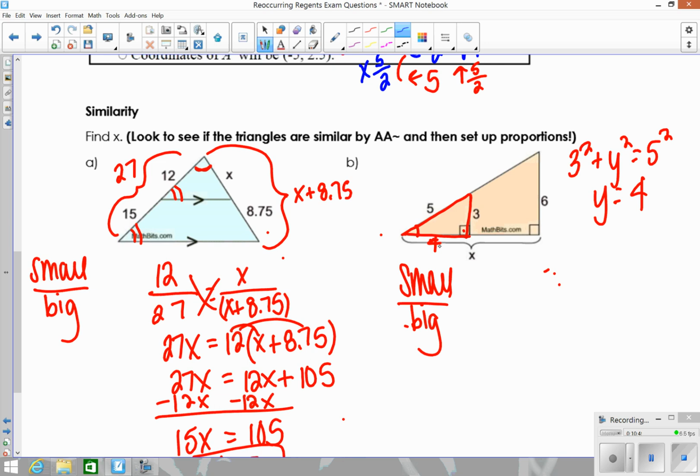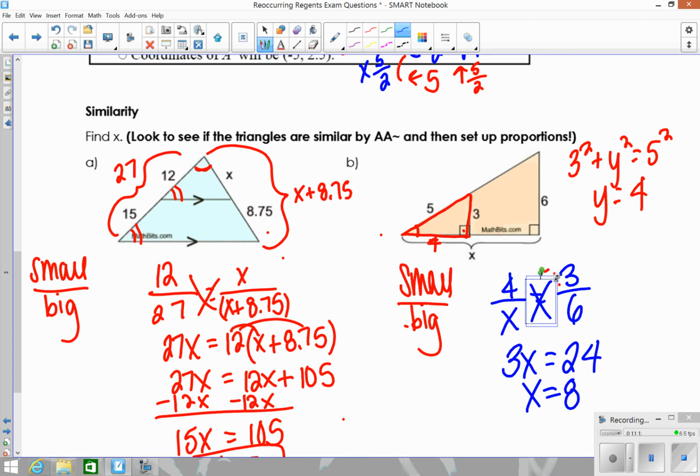So now I can say 4 to x equals 3 to the big side, which is 6. So notice I don't use 5 for the proportion, but you needed the 5 so that you could find the bottom, because you have to make sure you use the pieces that correspond. So now I can just cross multiply this, so I get 3x equals 24, so x equals 8.